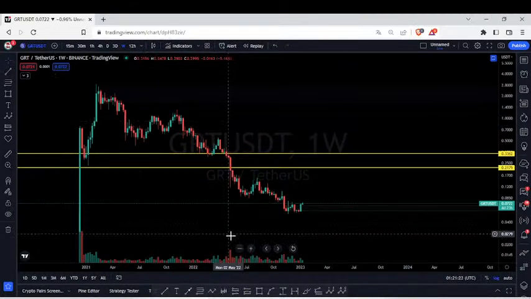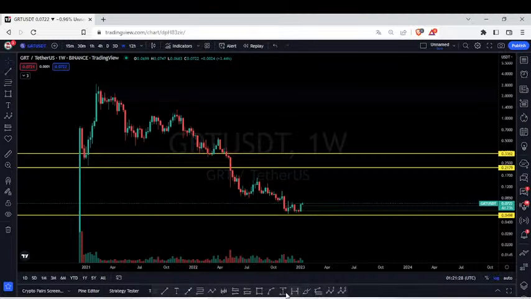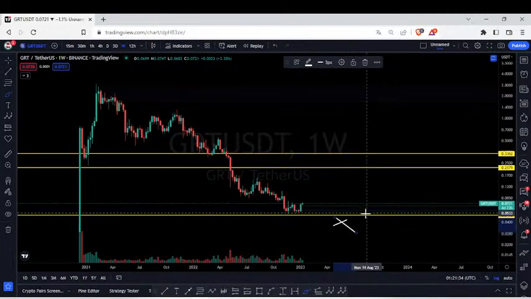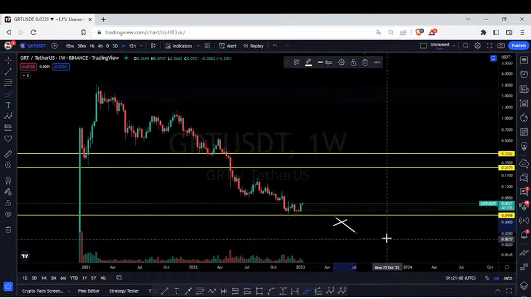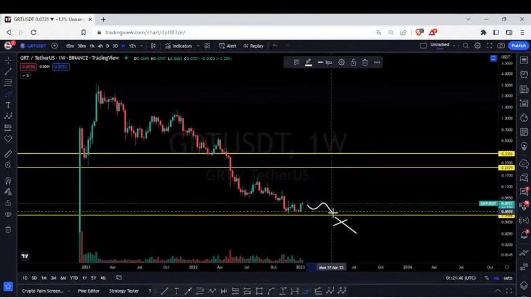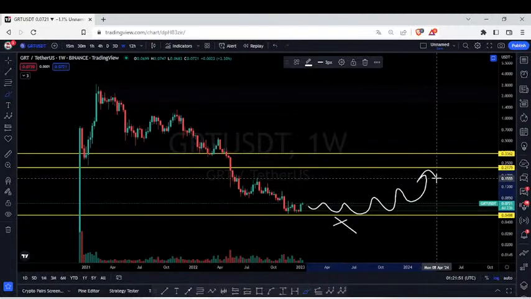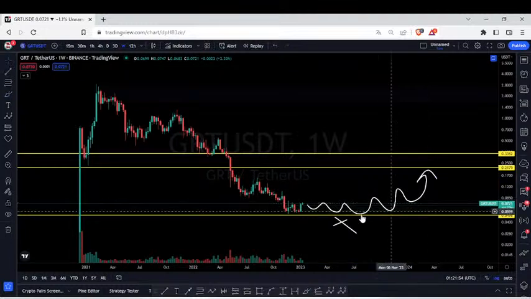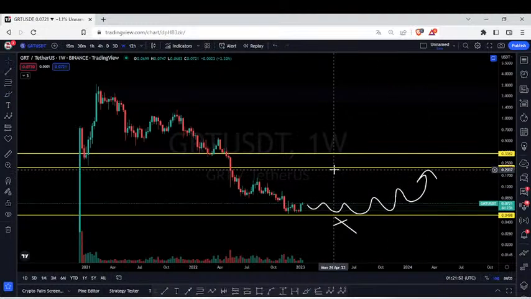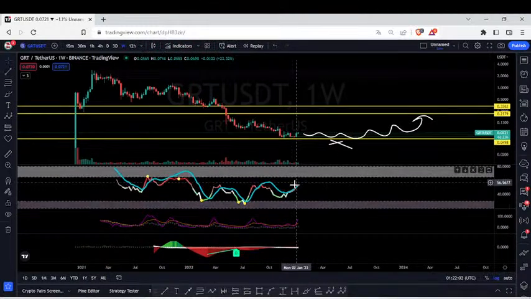That's my major target. Of course, clear invalidation will be down here, and I'm going to mark it as an X. So if it breaks 4.9 or 5 cents, it's clear invalidation. It's going to go down further. But that's what I'm looking for by May. 3 to 4x. Indicators are looking good.